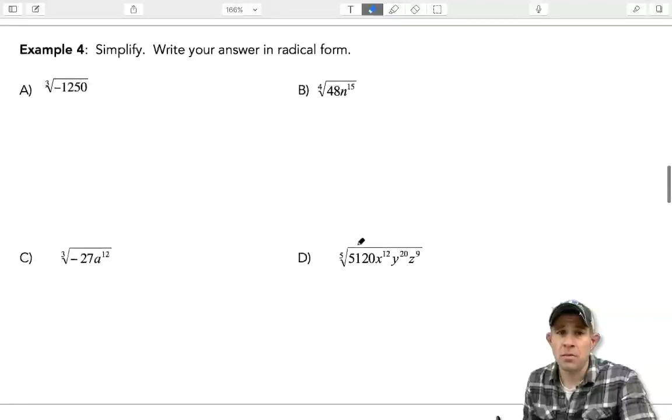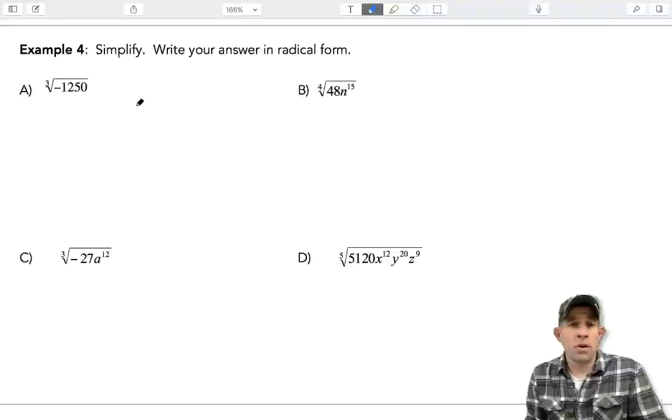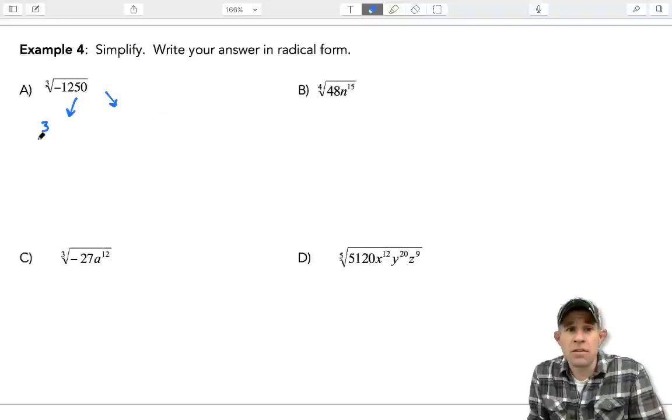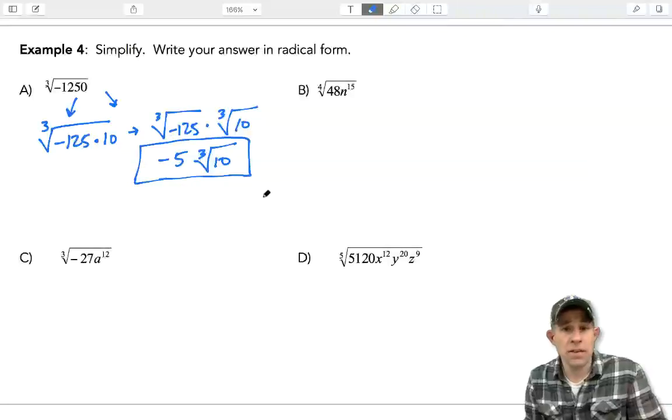Now let's see how we can apply this when we're simplifying some radicals. All right, our first one says we're going to take the cube root of negative 1,250. Well, negative 1,250 is not a perfect cube, but we can factor it into two perfect cubes. This can be the cube root of negative 125 times 10, which is equal to the cube root of negative 125 times the cube root of 10, and that's negative 5 times the cube root of 10. So our final simplification here is negative 5 times the cube root of 10.